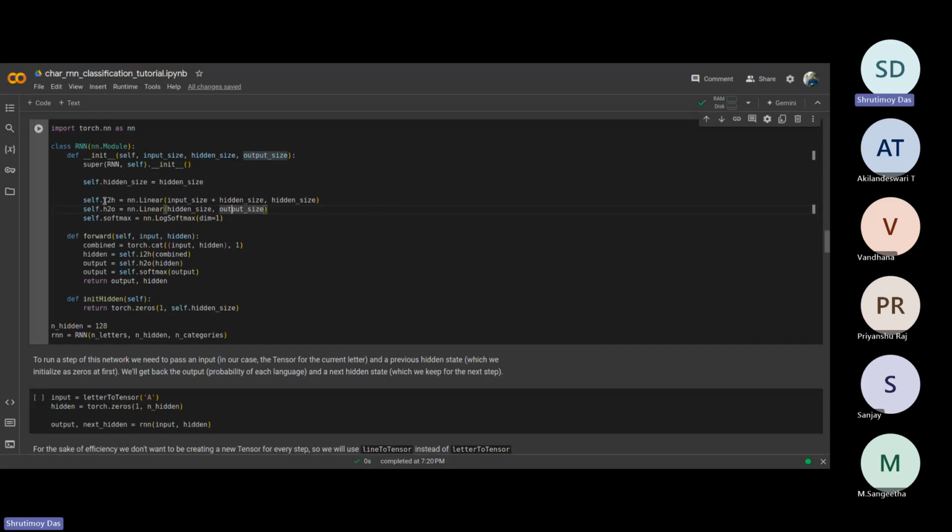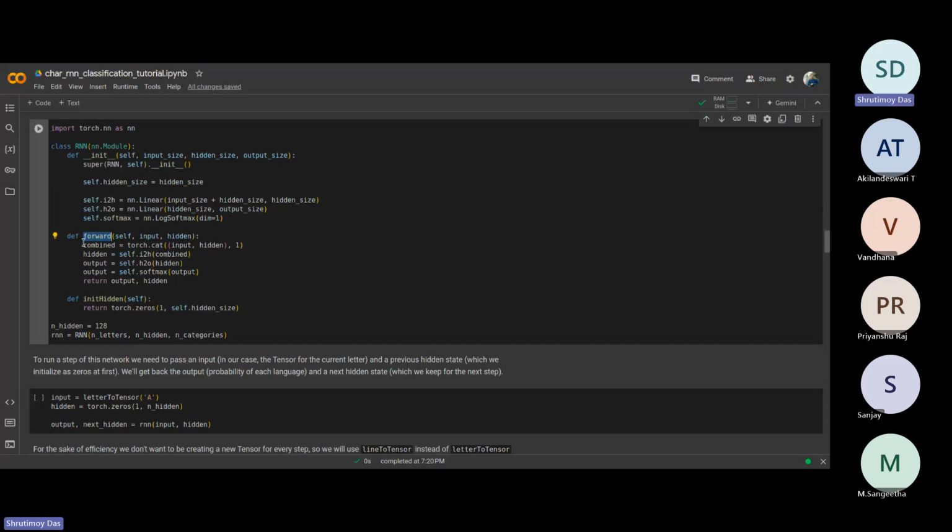And first you define the different types of layers that you have. So you'll have some I2H layer, you have an H2O layer, and you have a softmax layer. So this part below init is just the definition of the different types of layers that you want in the network. And then you want to say how does my information flow through the network? How does my data flow through the network? That part is written in this forward function.